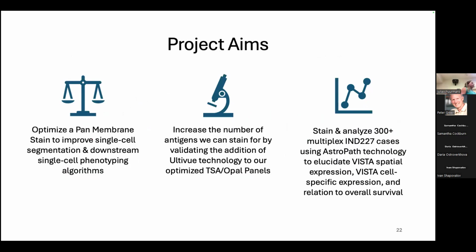So what are my aims with this project? Well, my first aim is to optimize a pan-membrane stain to improve single cell segmentation and downstream single cell phenotyping within this phenotyping analysis side of this pipeline. And then once that is completed, and it almost is, I will then move on to increase the number of antigens we can stain for by validating the addition of AltaView technology to our TSA Opal panels. And then finally, I will go on to stain the 300 preclinical samples from the N22 study, and then analyze them using AstroPath technology and elucidate if VISTA spatial expression and VISTA cell-specific expression has a relation to overall survival.